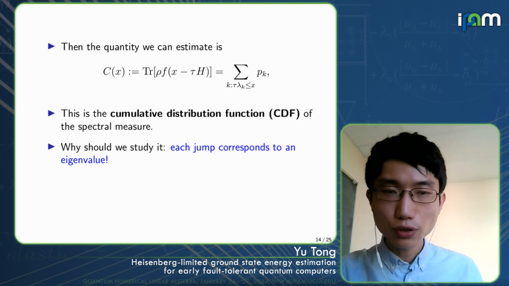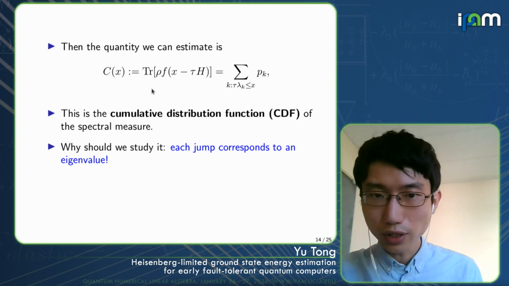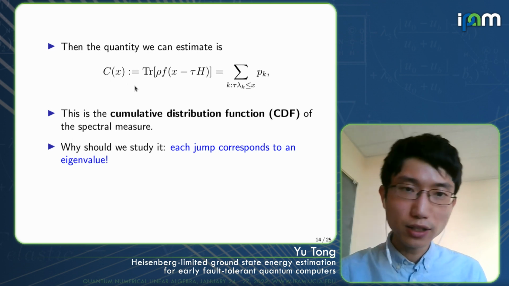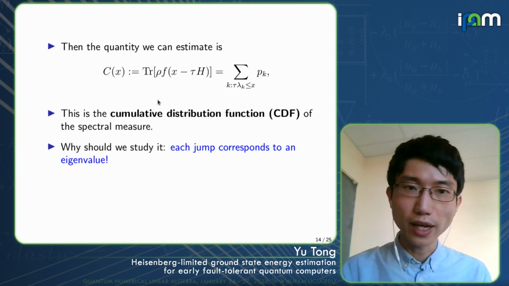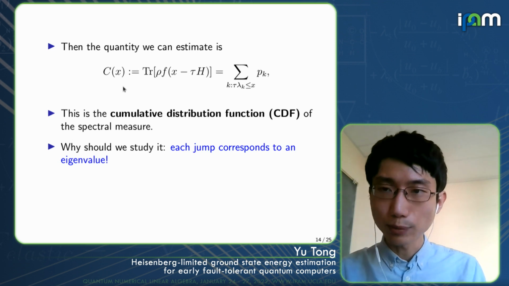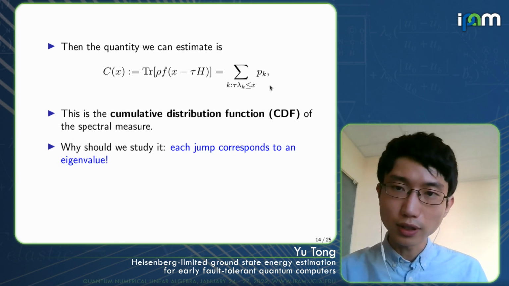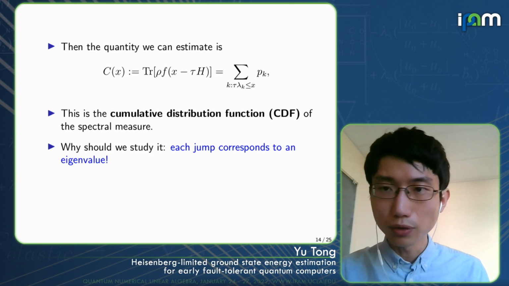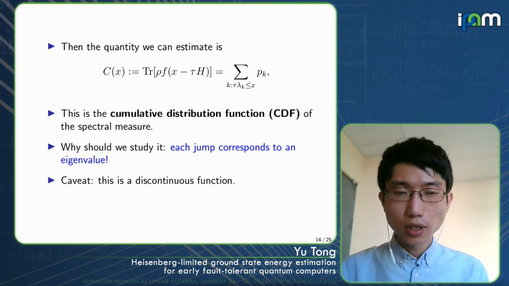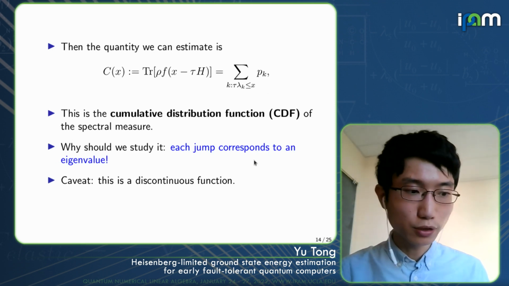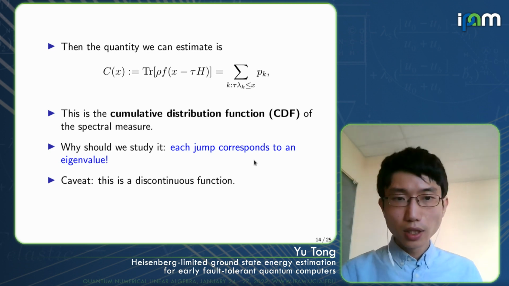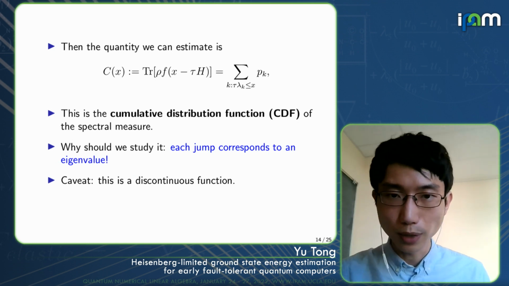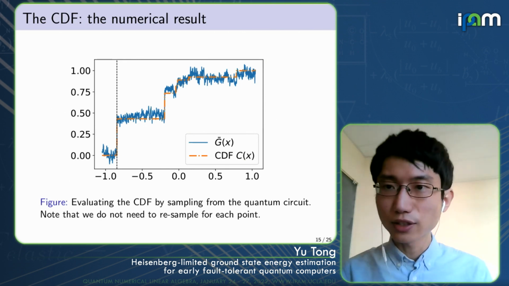And the reason why we should study this function is that this is a discontinuous function, and each jump of this discontinuous function corresponds to an eigenvalue. Just imagine you have an x that is moving from the left of some lambda k to the right of it, and as you cross this lambda k, there will be a jump that takes you from some value to this value plus p k, and therefore all these discontinuities will tell you where the eigenvalues are. As you can imagine, this is definitely useful for estimating the ground state energy because we are just looking for the lowest eigenvalue. The caveat is that this is a discontinuous function, so approximating it might require some work, which I'll talk about later. So let's first get a sense of what we're trying to do here.